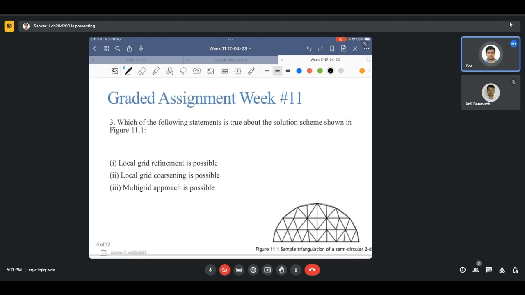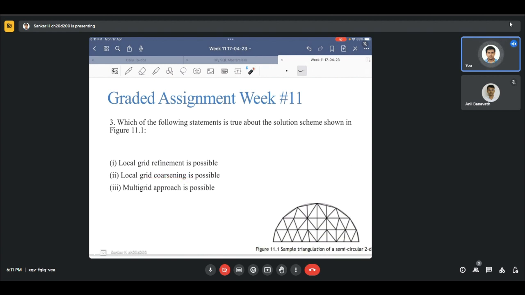Moving on to question number 3. Which of the following statements is true about the solution scheme that is shown in figure 11.1? This figure here. Local grid refinement is possible. When the statement says local grid refinement, it means that you can increase the number of cells being discretized here. Local grid coarsening is possible.